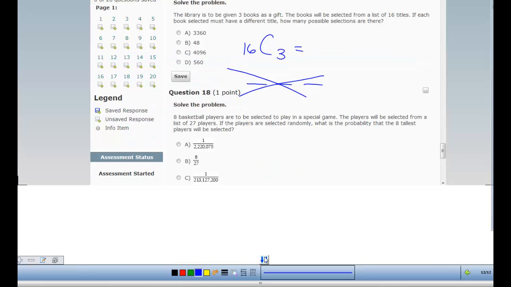Okay? Here's another problem. 8 basketball players are to be selected to play in a special game. The players will be selected from a list of 27 players. If the players are randomly selected, what is the probability that the 8 tallest players will be selected? Just like that, you think? That's way too soon. But you could guess it. Yeah, but it has to be one of the rules. You got to use one of the rules. So which rule is that?